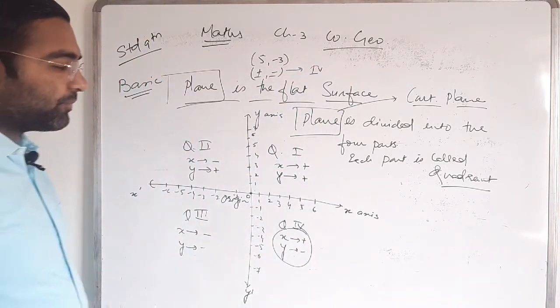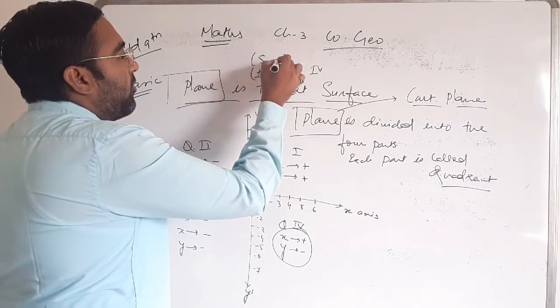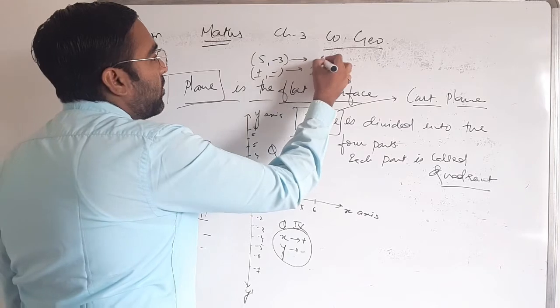Clear? Here I write (5, -3). This is known as the coordinates.